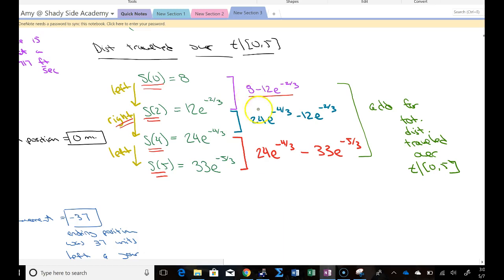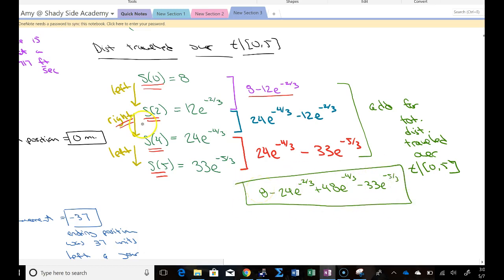I'm trying to do it on the fly here. Add these all up, we get 8 minus 24e to the negative 2/3 plus 48e to the negative 4/3 minus 33e to the negative 5/3. This is your total distance traveled. And I like the very easy mental math here of thinking about which one you subtract from the other. You pick the higher position minus the lower position. And what's higher or lower is going to depend on whether the particle is moving left or right over that interval of time. So let's just make sure we're clear here.